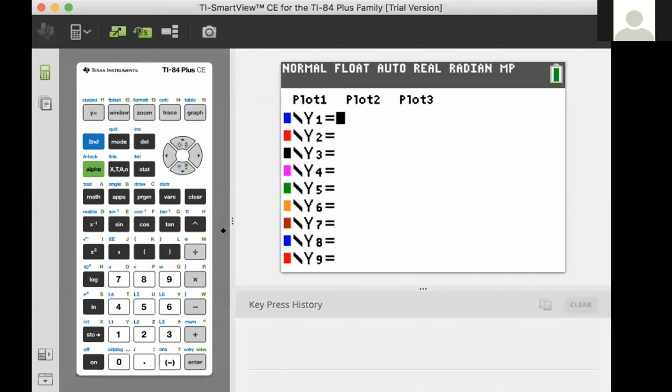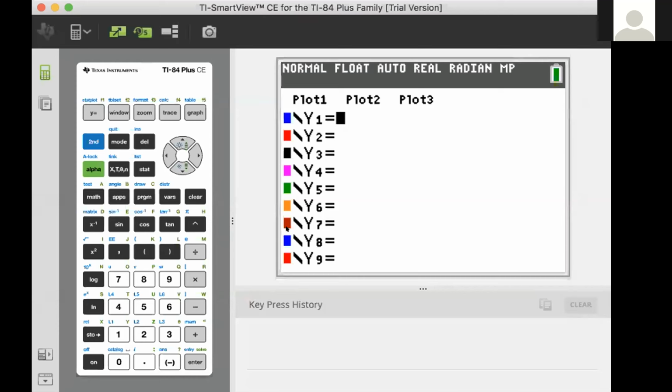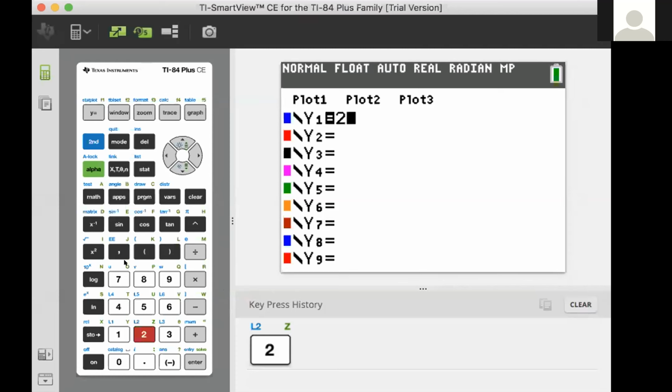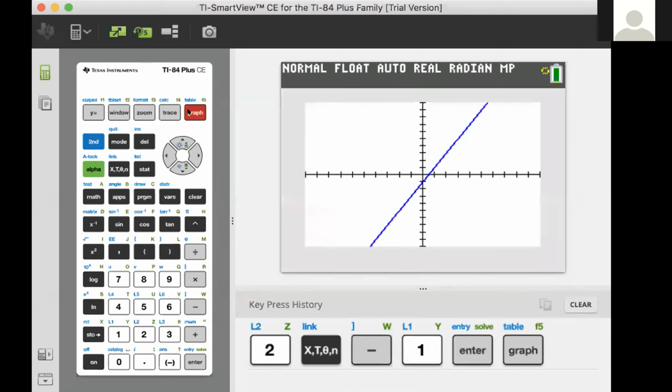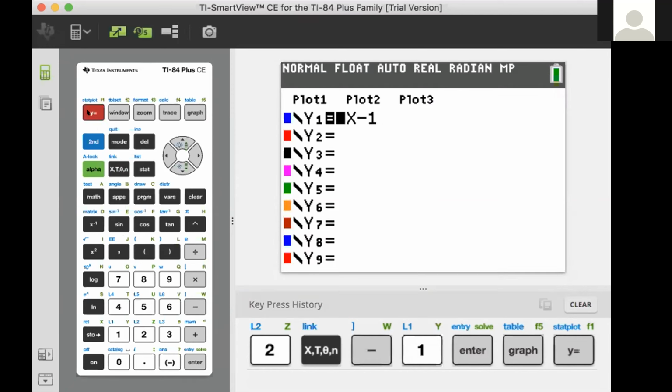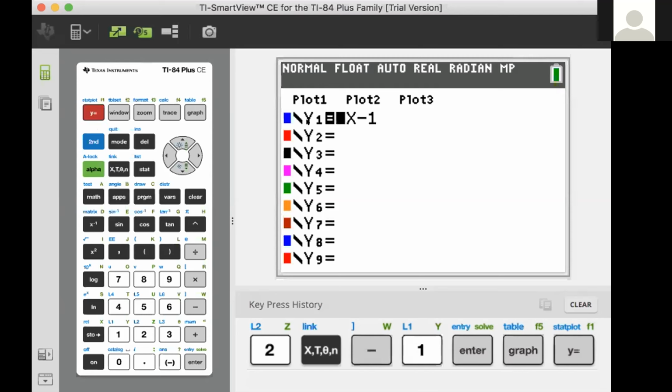So here's my TI calculator. And what I want to show you is, in order to quickly spit out answers, we're going to write our equation for y1. So it's 2x minus 1. Again, the X button is next to alpha. The X button is right there. Then I'm going to press enter. And if I were to graph it, that's the equation of the line we're looking at, 2x minus 1. Go back to y equals. There's our equation. Notice how our equation is stored as y1.